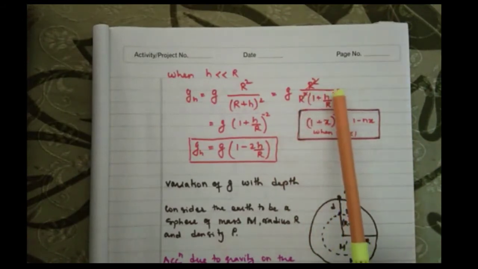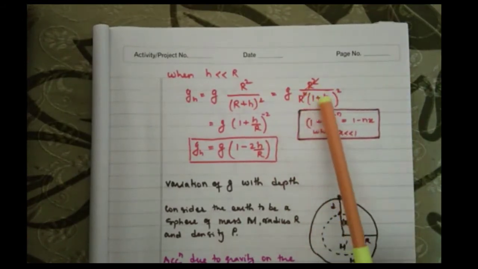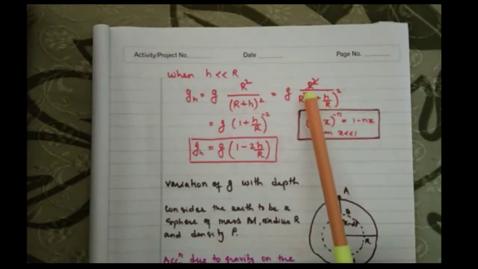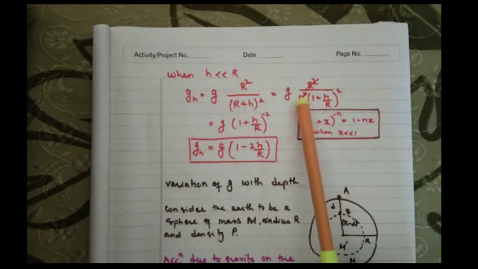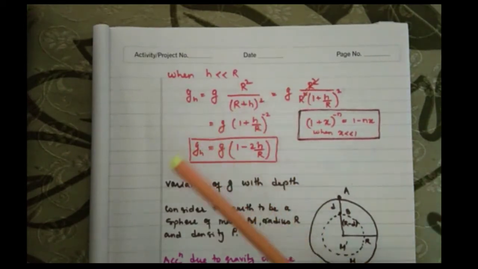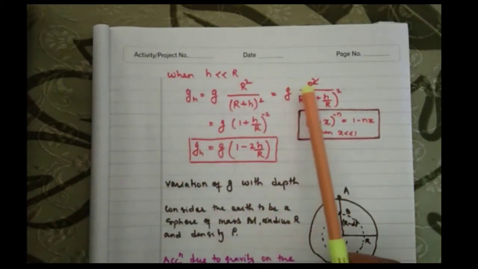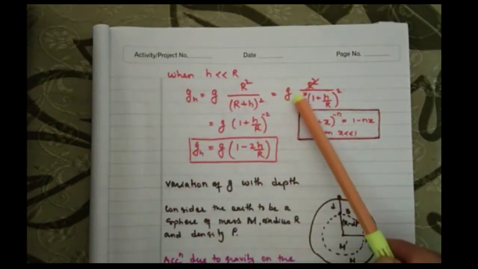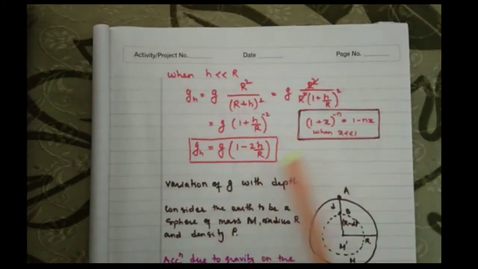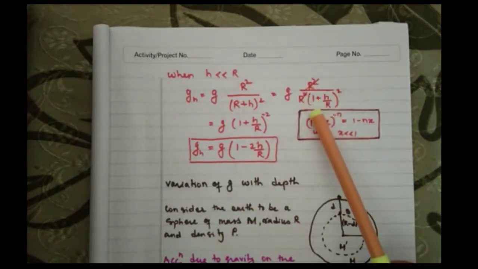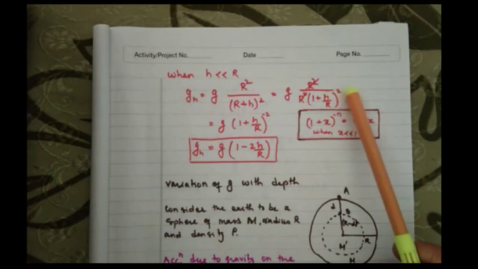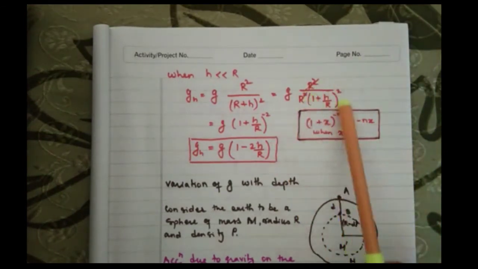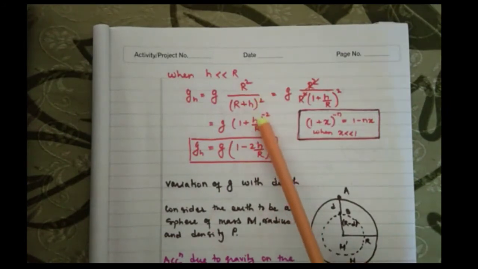So this will be r square bracket 1 plus h by r whole square. Because of this square, when I take out 1 r, it will become r square. When you multiply this r square back, you will get the same thing. Now this r square and this r square get cancelled, so I am left with 1 plus h by r whole square. So I'll take this to the numerator. When you take this to the numerator, the power becomes negative.